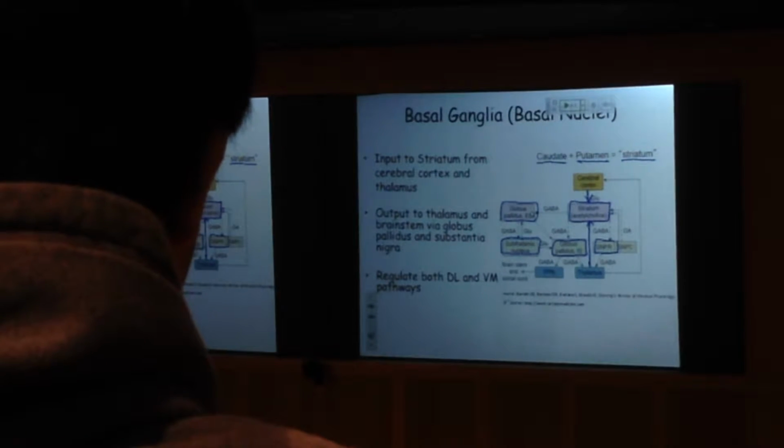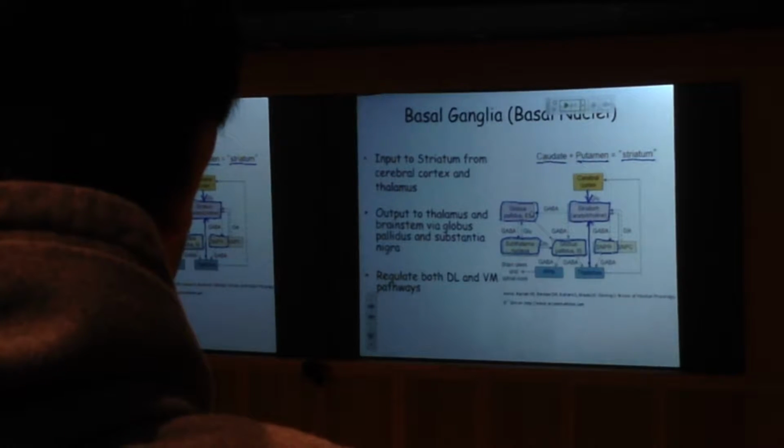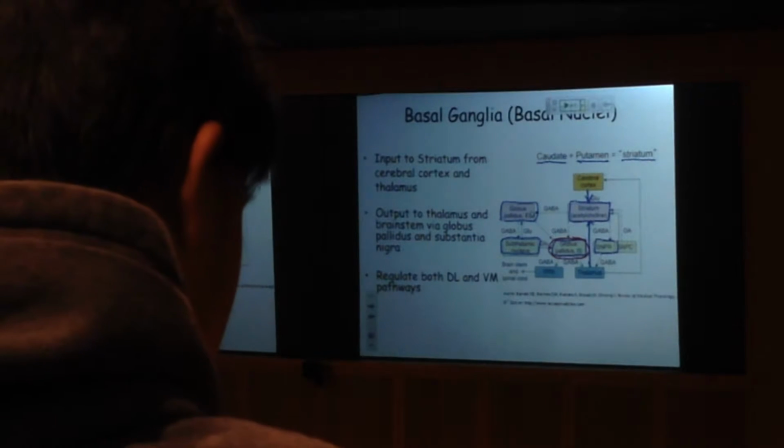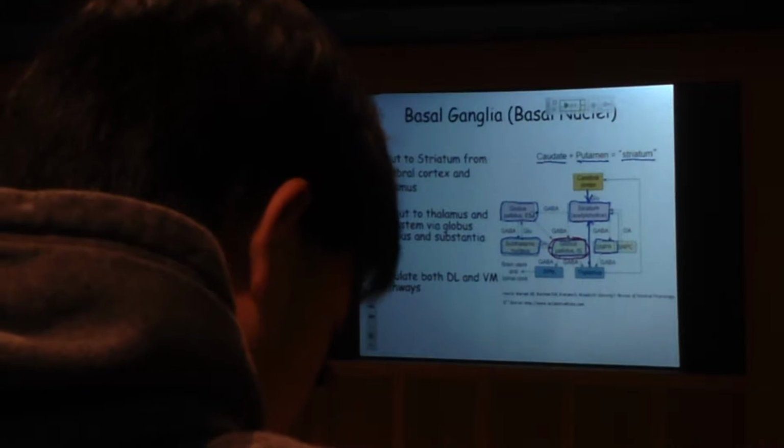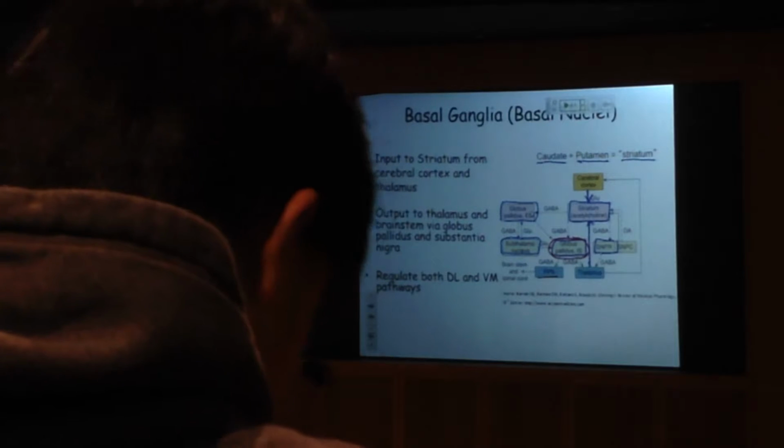Okay, what is the output of the basal ganglia? The output of the basal ganglia is actually two parts. One part is your globus pallidus, especially the internal segments. So what is this output sending to? They're sending inhibition to the thalamus and to your brainstem.